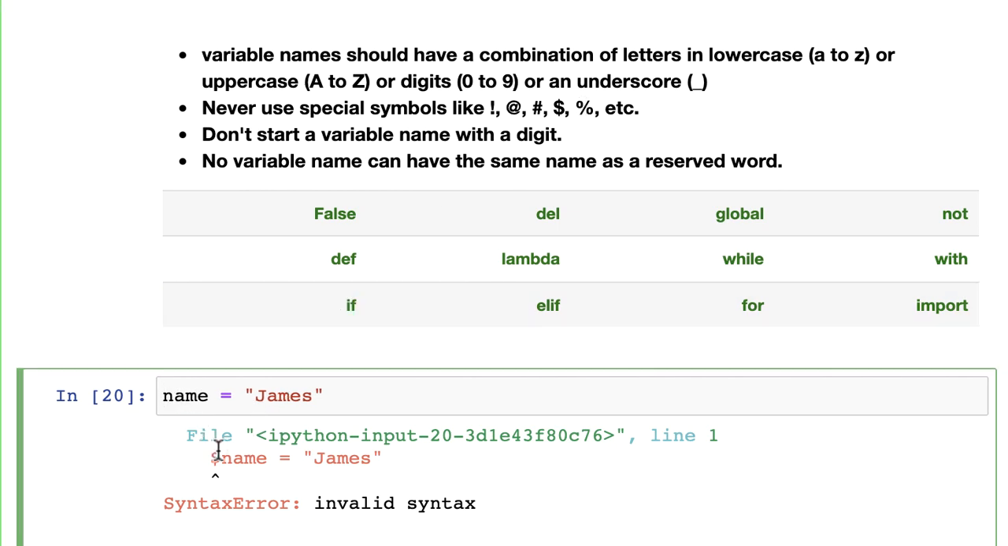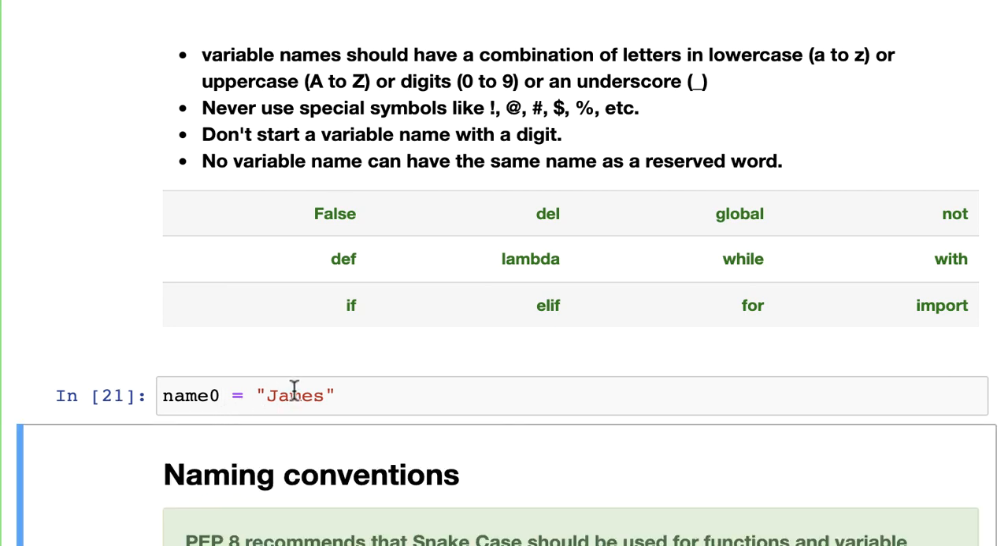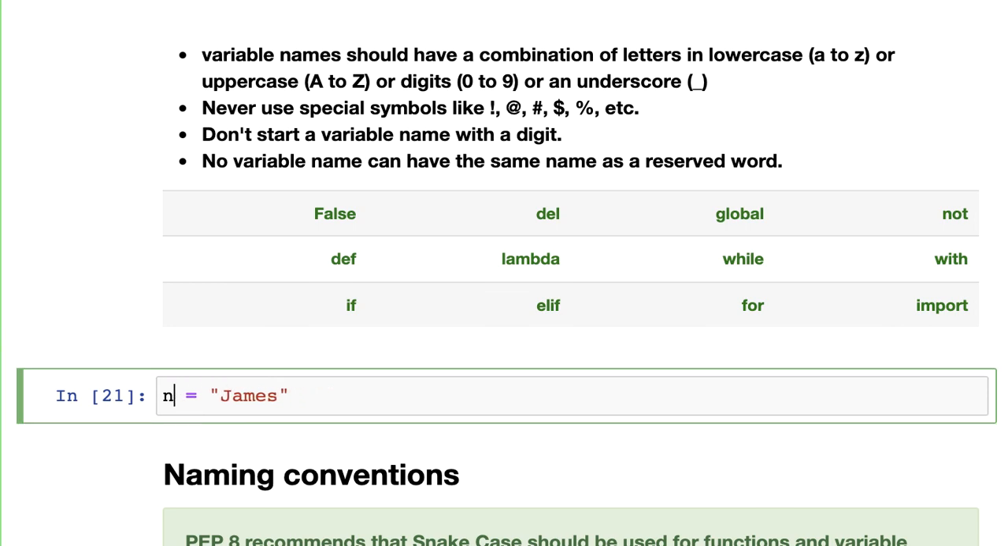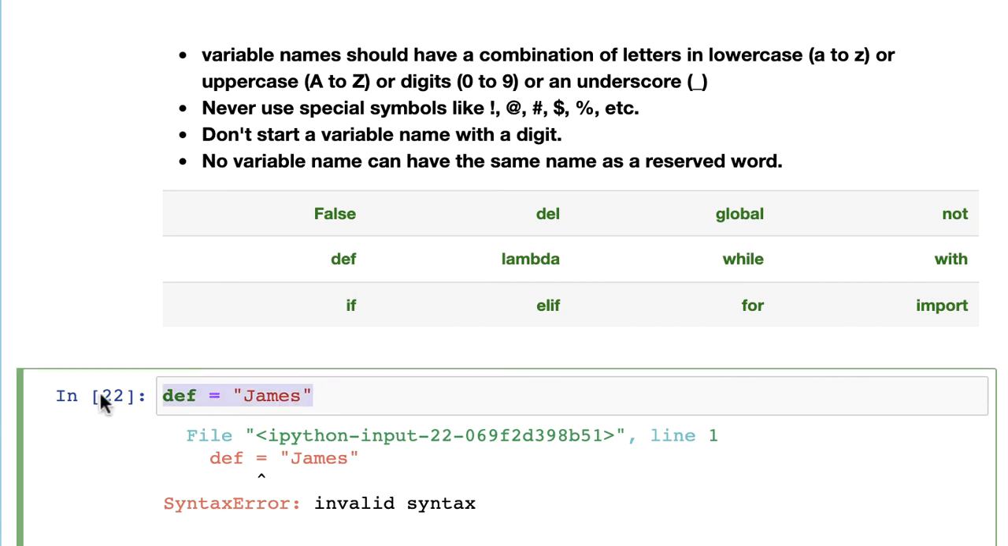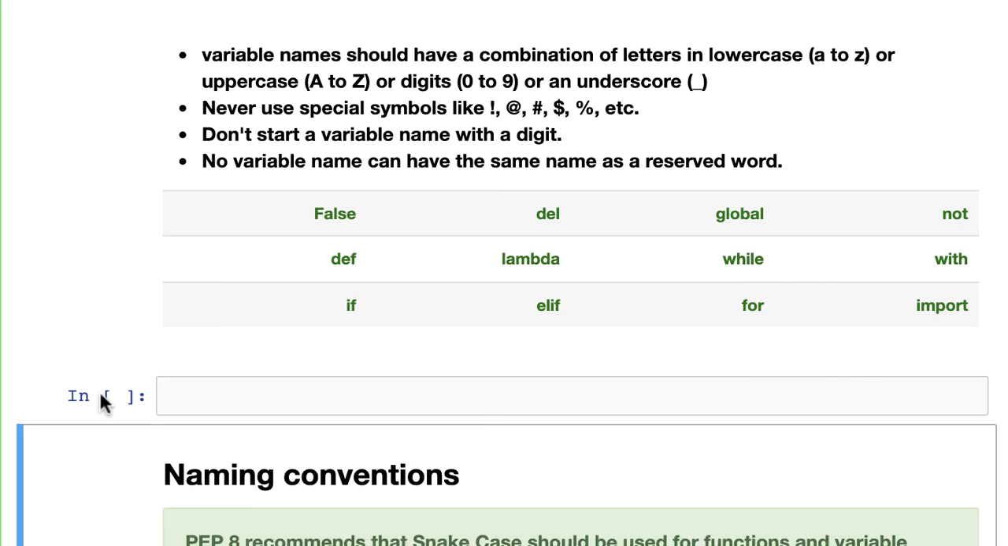But I can put the digit anywhere. I don't just have to start with a digit. And I can't use keywords like def. That will also give me an error. Otherwise, anything else will work.